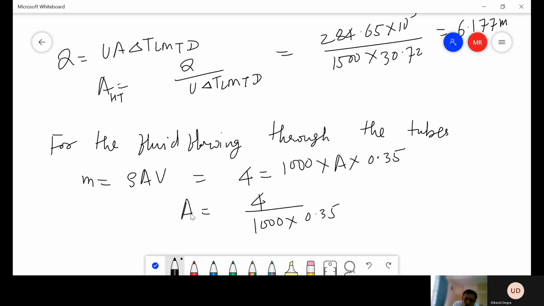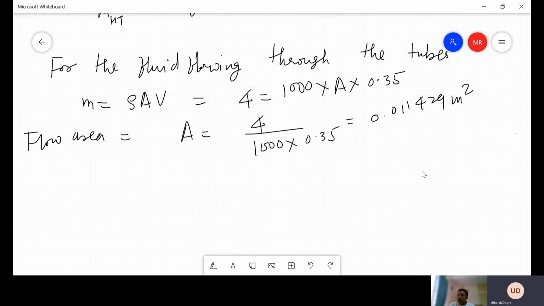Note that this area is not the heat transfer area. This is the flow area. Don't get confused with this. So flow area comes out to be 0.011429 meter square, isn't it? This is what we are getting. So flow area is the area available for the flow in the tubes. Yes, sir. Flow area is nothing but the area available for the flow in the tubes.